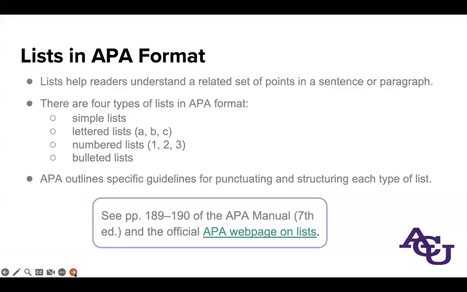So, in general, why do we have lists? Lists help readers understand a related set of points in a sentence or a paragraph, and there are 4 types of lists in APA format. There are simple lists, lettered lists, meaning those labeled with A, B, C, numbered lists labeled 1, 2, 3, and bulleted lists, which we have on this page actually with bullets. APA provides a lot of guidelines regarding how to punctuate and structure each type of list, and they also provide guidelines regarding what each type of list is used for. So we're going to go through all of that tonight.